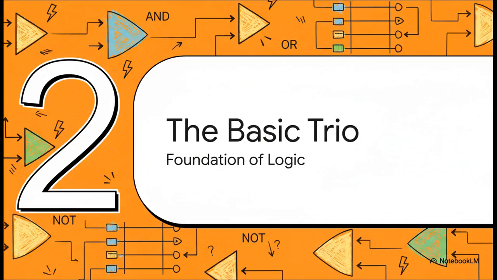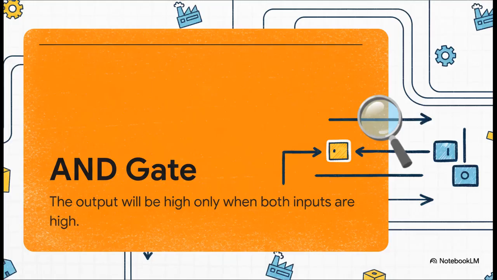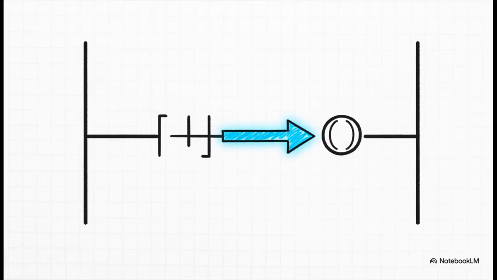Okay, let's get into it. We're starting with the big three, the absolute foundation of all digital logic. If you get these, you've pretty much cracked the code. First up, we've got the AND gate. And the rule for this one is super strict. The output only turns on if input A and input B are both on. If even one of them is off, nothing happens. It's an all or nothing deal. Every single condition has to be met.